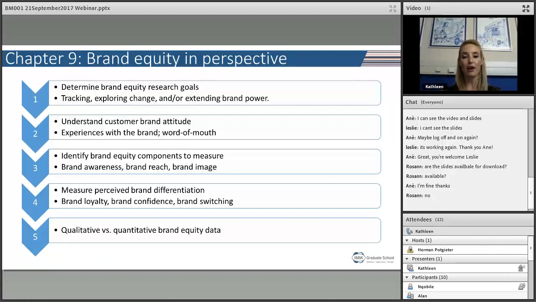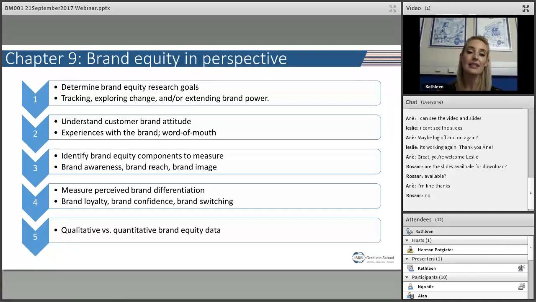So we have a few steps that we can go through. The first step is I need to determine my brand equity research goals. What is it that I want to measure in the market? Am I tracking brand awareness levels? Am I exploring if there's been a change in the brand knowledge that my customers have? Or am I checking to see if my brand power has increased? Secondly, we will then seek to understand the customer's brand attitude. How do they feel about the brand? What experiences have they had with our brand, and what do they say about our brand to others?